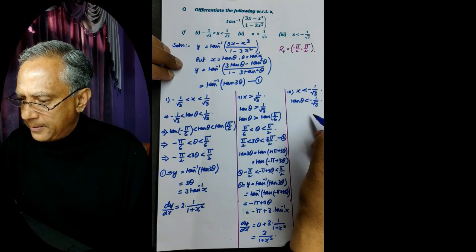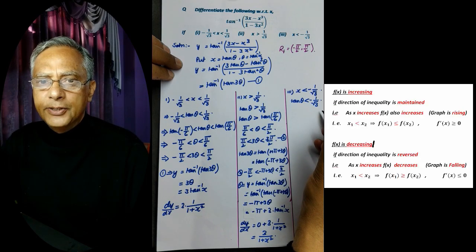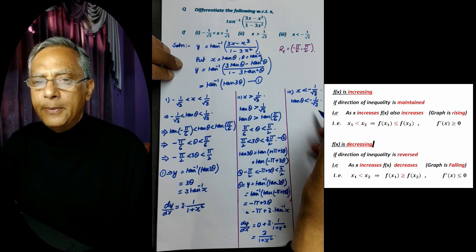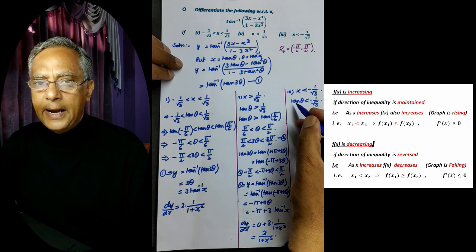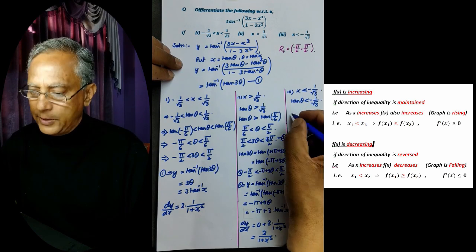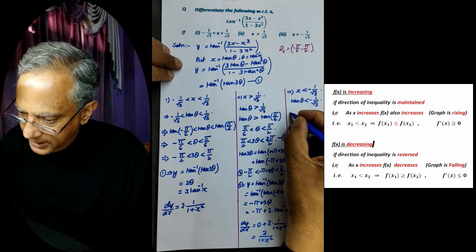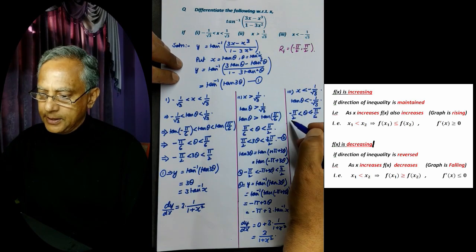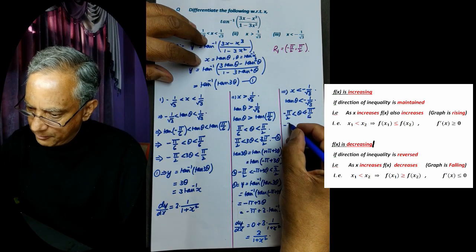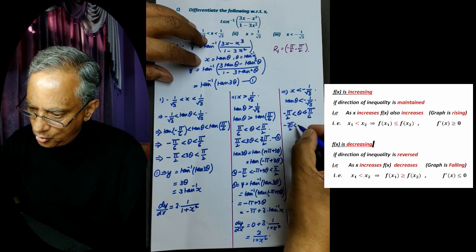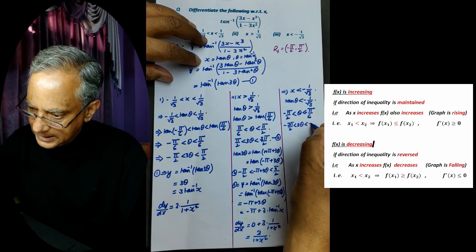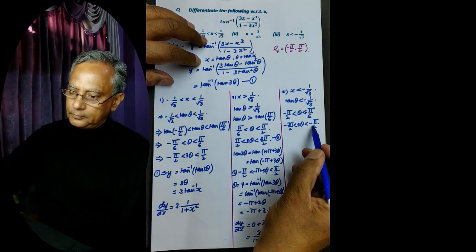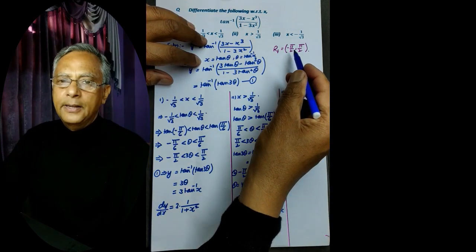Tangent of minus pi by 6 is minus tangent pi by 6, and tangent of pi by 6 is 1 by root 3. So tangent of minus pi by 6 is minus 1 by root 3, and tangent of minus pi by 2 is minus infinity. So theta must lie between minus pi by 2 is less than theta is less than minus pi by 6. Multiply this by 3. We will have minus 3 pi by 2 is less than 3 theta is less than minus pi by 2. Now this is not within the range.